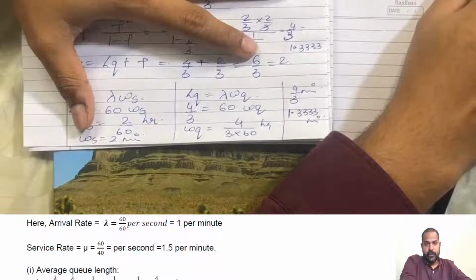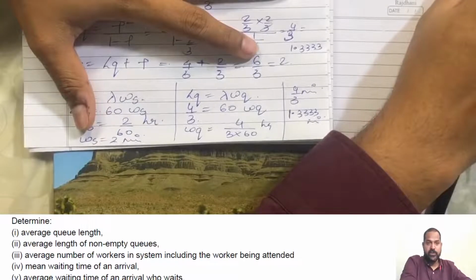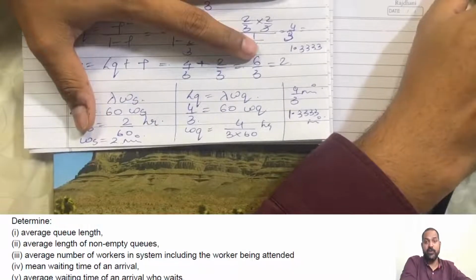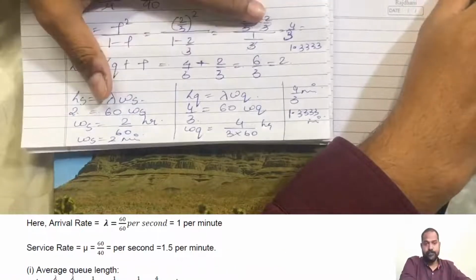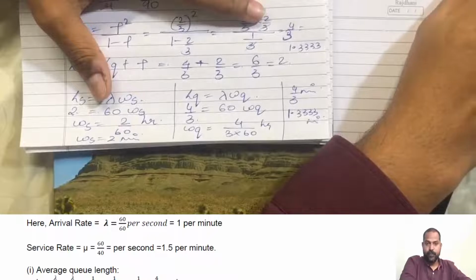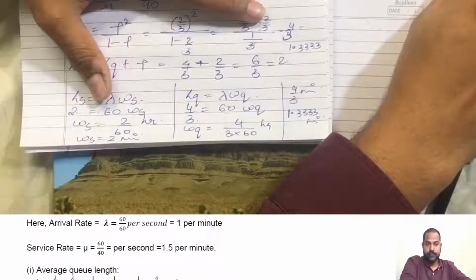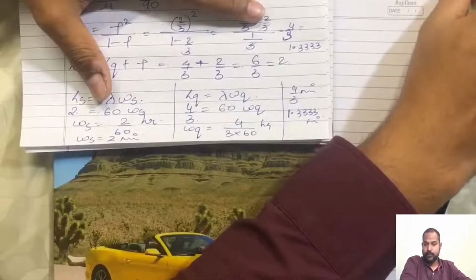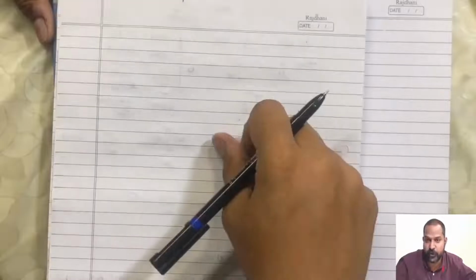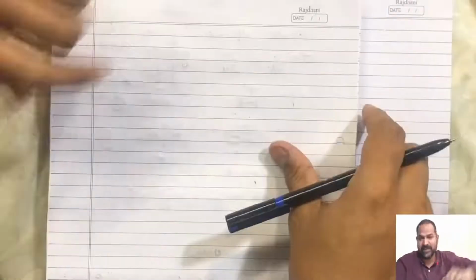Anyway, coming back to the last question, and the last question is average waiting time of an arrival who waits. What is this? I'll tell you. Let's go back. Now, what do you mean by an average queue length? The LQ that we found, the length of the queue, what do you mean? Well, I'll give you an example.